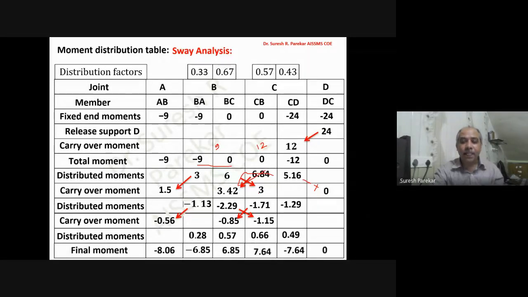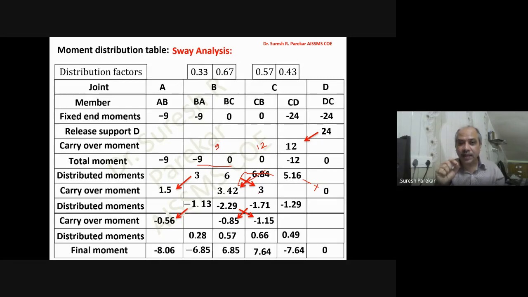Now the problem: we have assumed these values, minus 9, minus 9, minus 24, minus 24. So we have to consider some correction factor C, and that correction factor we have to find out. After finding this correction factor, we have to multiply it with the assumed fixed end moments, and that will give me values of moment due to sway. Try to understand, these are assumed moments. We are going to consider a correction factor C for this.